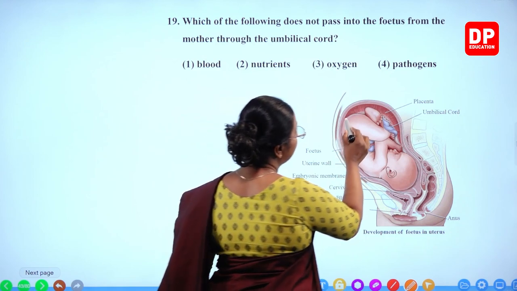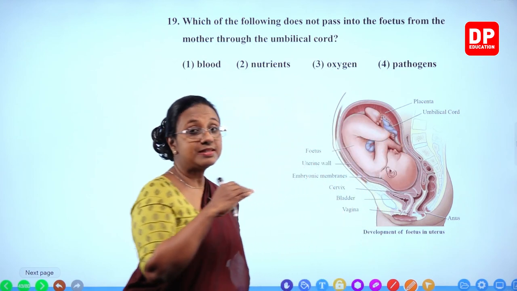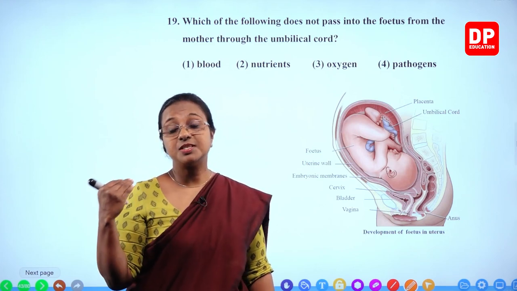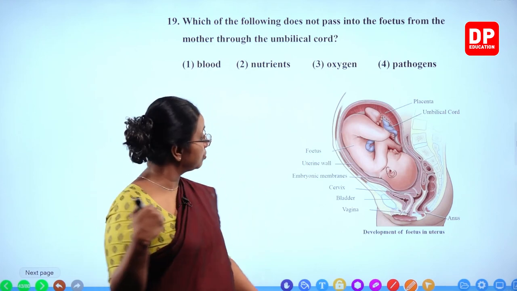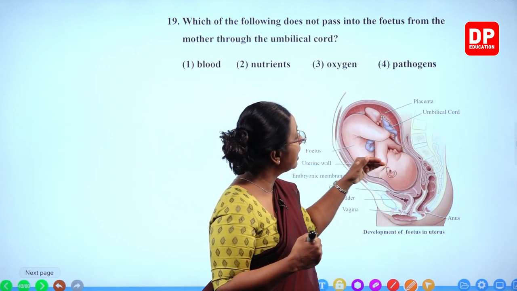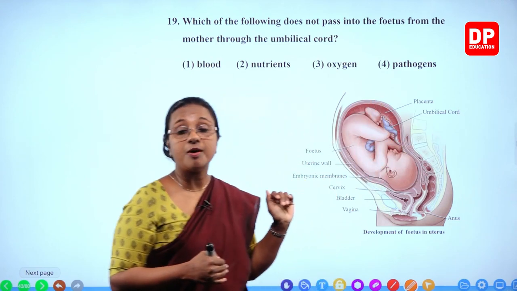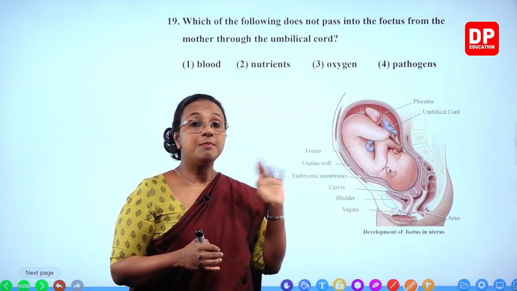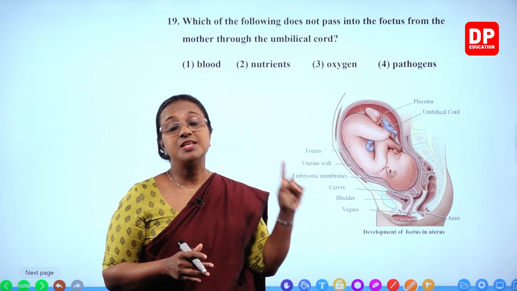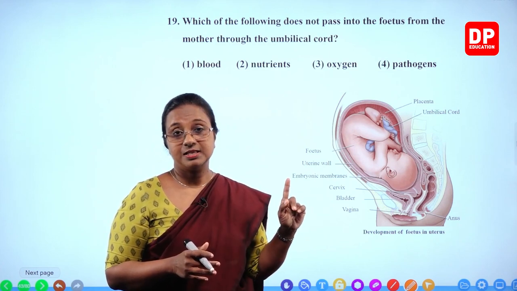So that is where we have the placenta. And placenta is like a barrier. It allows certain substances to go into the fetus through the umbilical cord. Here you can see the umbilical cord there, and substances to come from the fetus to the mother. But you can remember, placenta never allows the blood to mix.